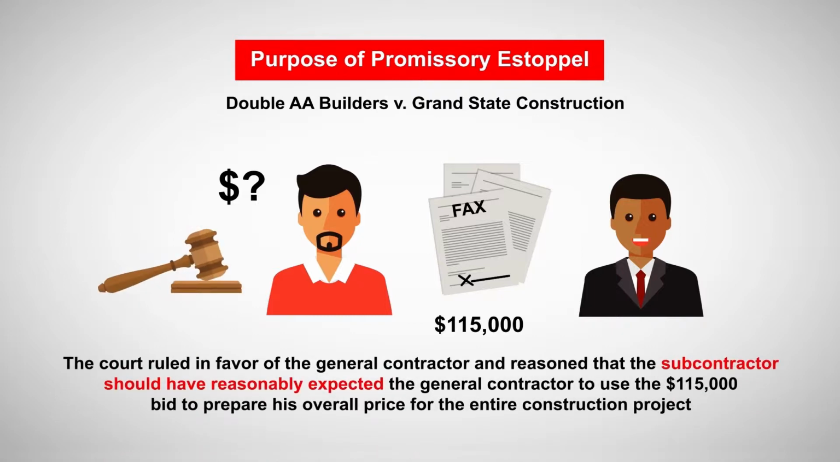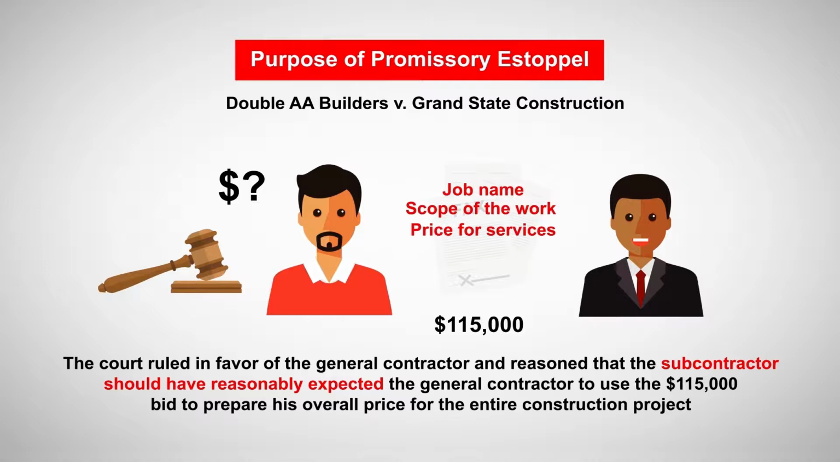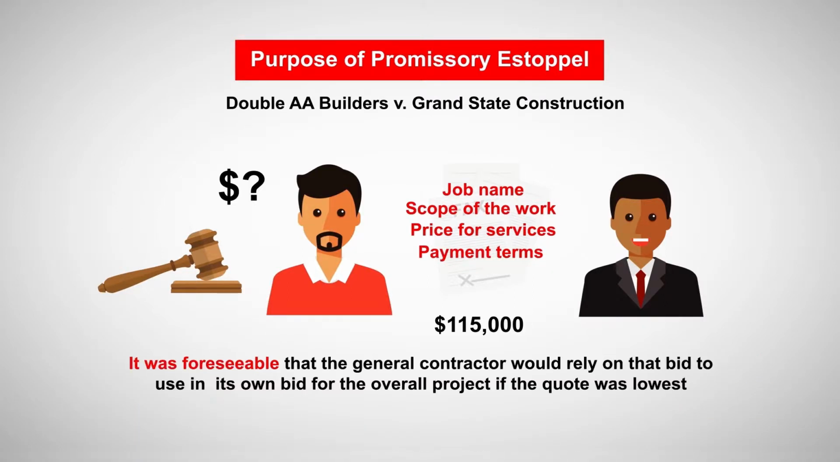The court ruled in favor of the general contractor and reasoned that the subcontractor should have reasonably expected the general contractor to use the $115,000 bid to prepare his overall price for the entire project. By including detailed information in his bid, including the job name, scope of the work that would be provided, the price for services, and payment terms, it was foreseeable that the general contractor would rely on the bid and use it in his own bid for the overall project, if the quote was lowest. The specified information was more than just an expression of intent or desire to perform the work.